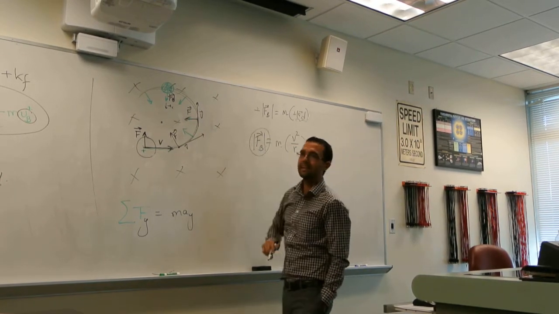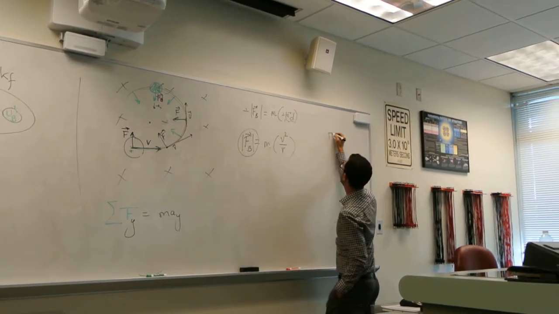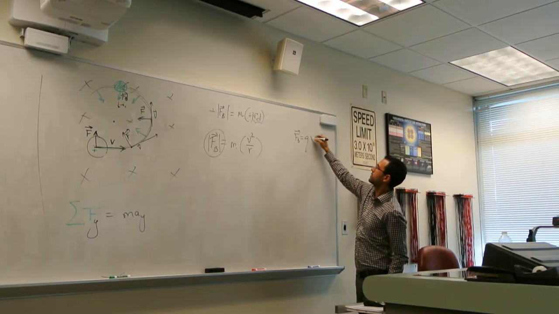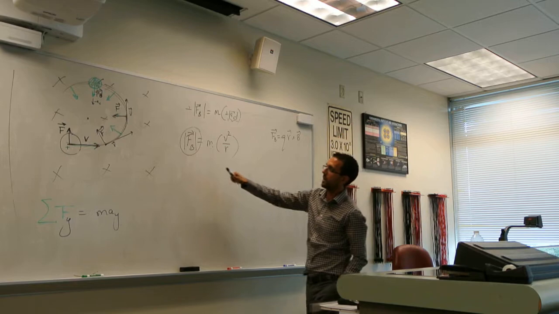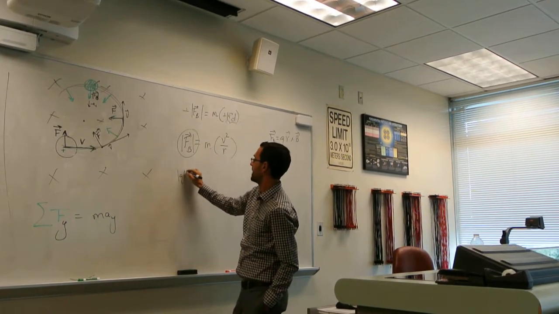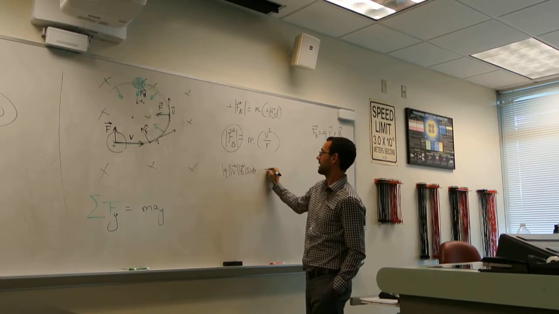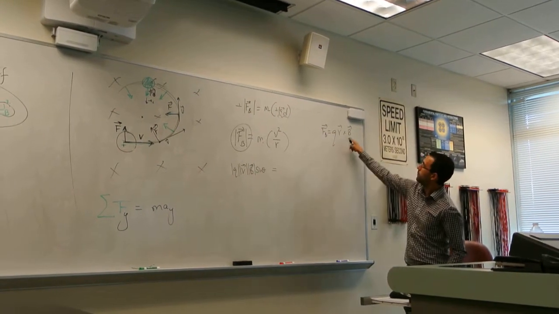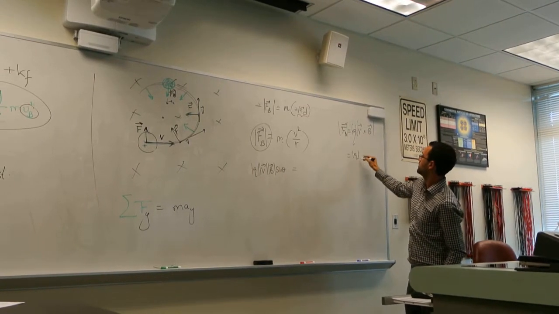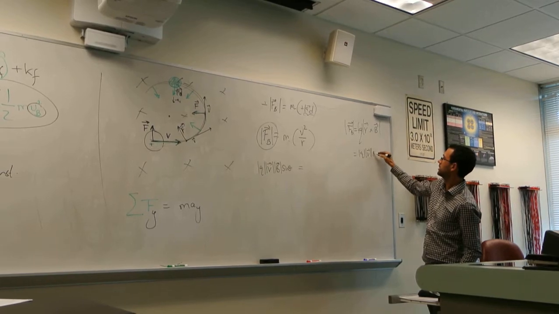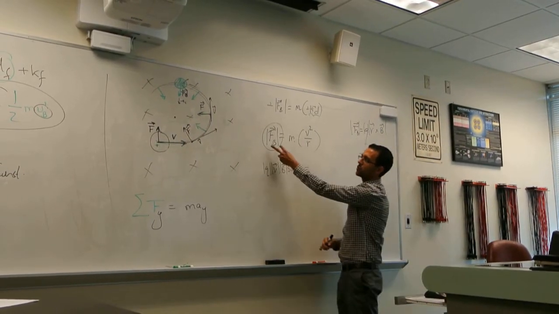Now, FB, that's the magnitude of the magnetic force. If you remember the magnetic force equation, the Lorentz force, Q V cross product with B. So we're going to go ahead and write the magnitude of that. That's going to be the magnitude of Q, magnitude of V, magnitude of the magnetic field, times the sine of the angle between the two. Remember, the magnitude of a cross product is the magnitude of the first vector, magnitude of the second, times the sine of the angle between them. So that's the magnitude of the magnetic force.